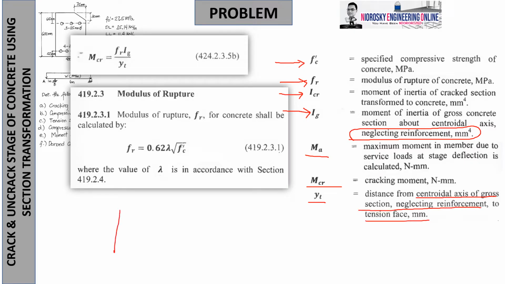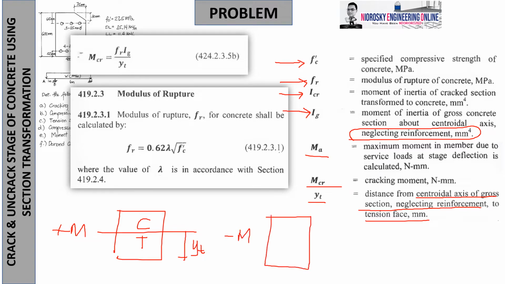Meaning, kapag meron tayong positive moment, okay, understood natin na yan before in theory of structures that compression is above, tension is below, then there should be designation of yt there. However, if we found out that the maximum moment is negative, then it should take the reverse. So this is tension, this is compression, and there's a need for us to calculate what is yt as located at the top fiber of that concrete. Okay, that's the case.